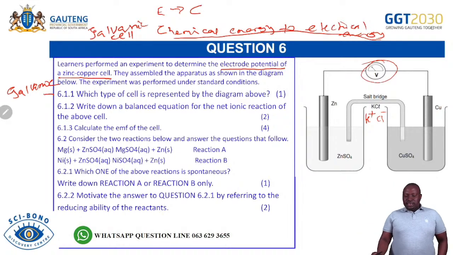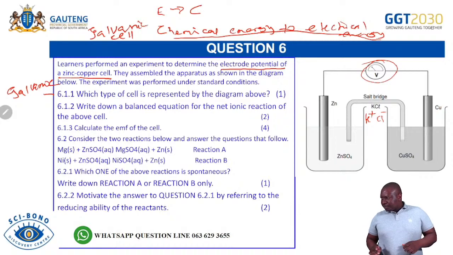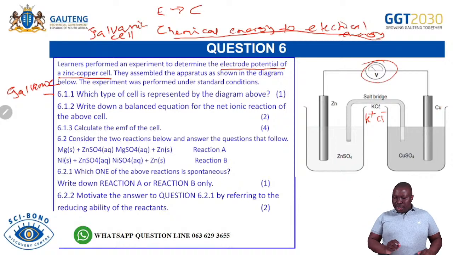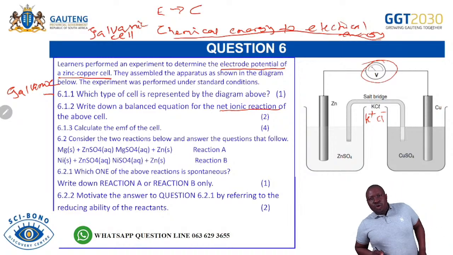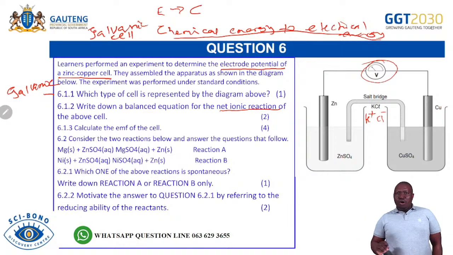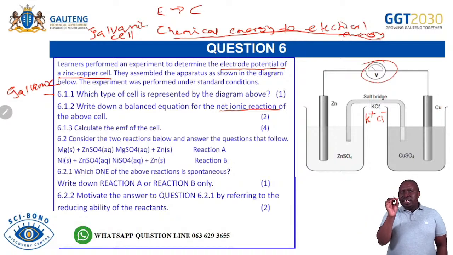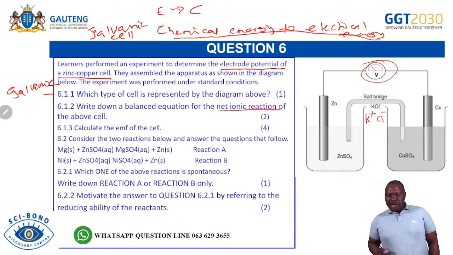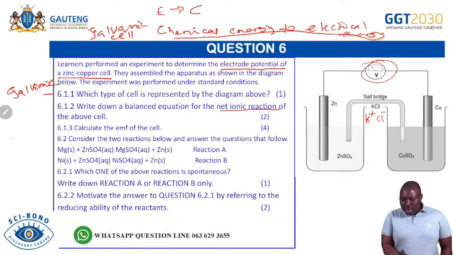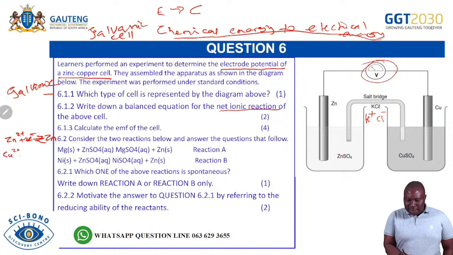Now, this is very important for you to understand: if you have to write the net ionic reaction, it's easy when you're using the table of standard reduction potentials. In this case, I'm referring to table 4B. If you go to table 4B, you will realize that we have the standard reduction potential of zinc as Zn2+ + 2e- forming Zn. We have the one for copper as Cu2+ + 2e- forming Cu.